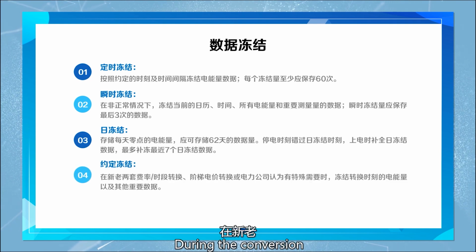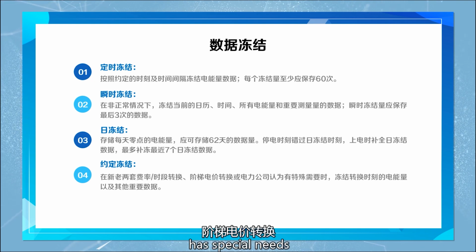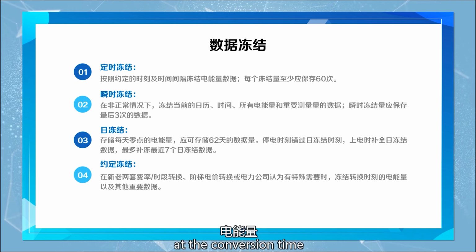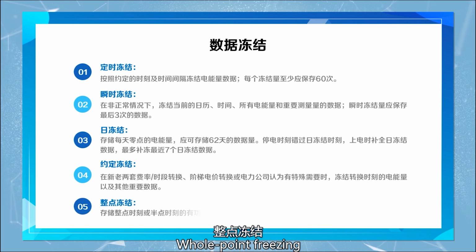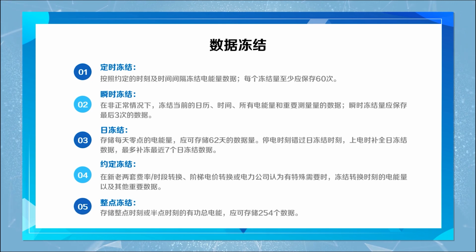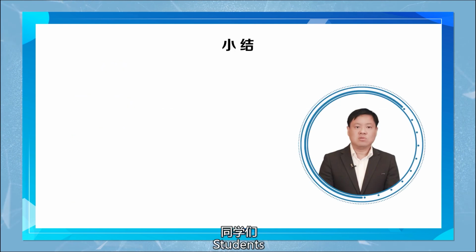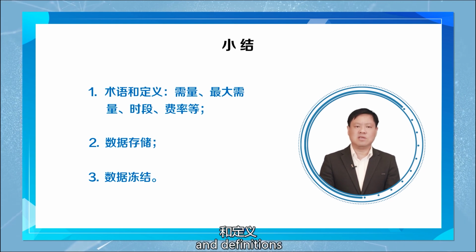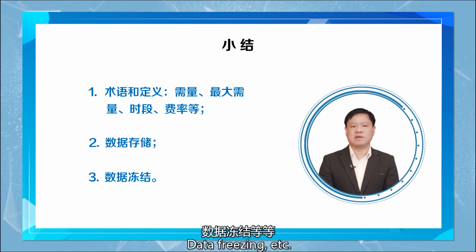Fourth, agreed freezing. During the conversion of new and old rates and periods, or when the power company has special needs, the energy data and other important data should be frozen at the conversion time. Fifth, whole-point freezing stores the total active energy at the whole hour and should store 254 data points. Students, we will now summarize this part of the content: terms and definitions, demand, maximum demand, periods, rates, data storage, and data freezing.